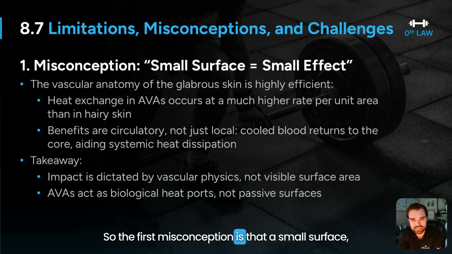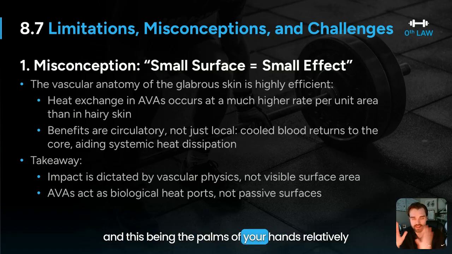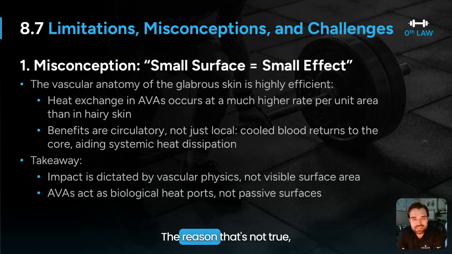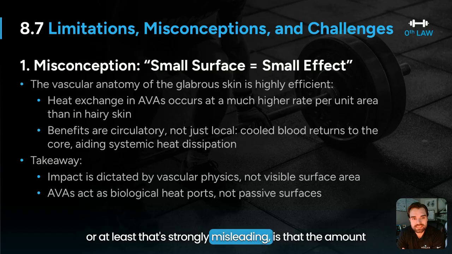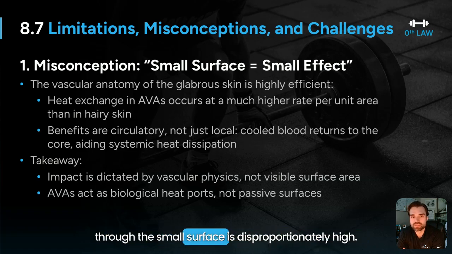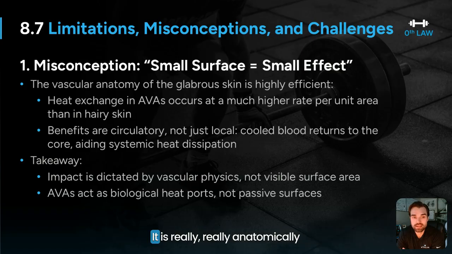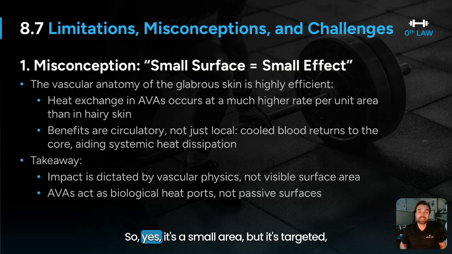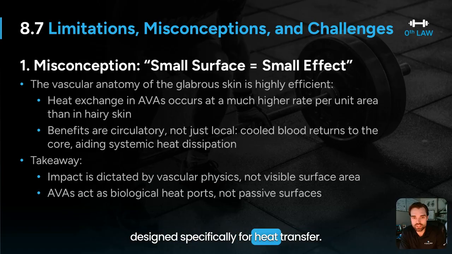So the first misconception is that a small surface, and this being the palms of your hands relative to the rest of the body, would be a small effect. The reason that's not true, or at least that's strongly misleading, is that the amount of heat transfer possible through the hands, through the small surface, is disproportionately high. It is really, really anatomically optimized for rapid heat transfer. And this is an evolutionary, brilliant design of the human body. So yes, it's a small area, but it's targeted, designed specifically for heat transfer.